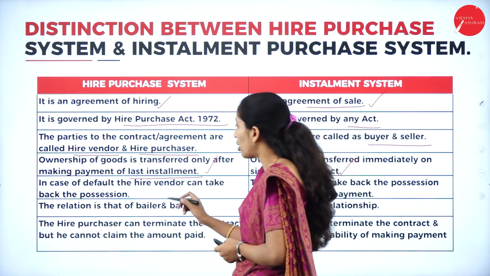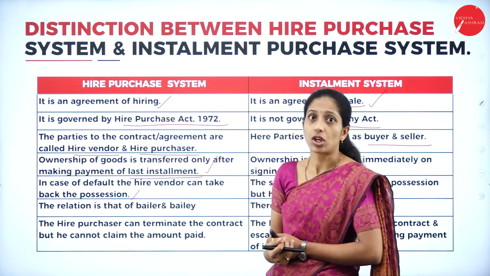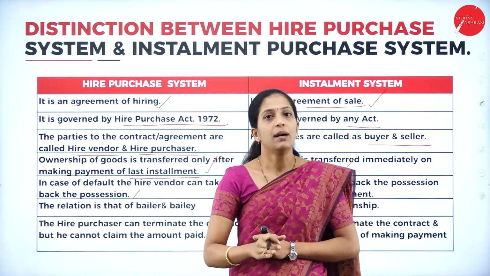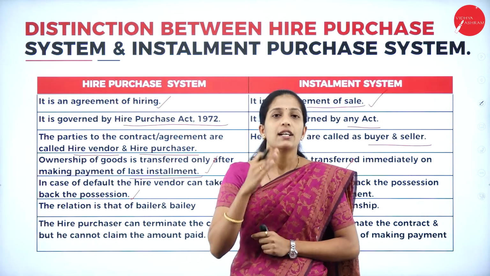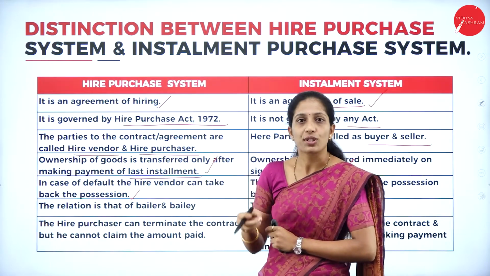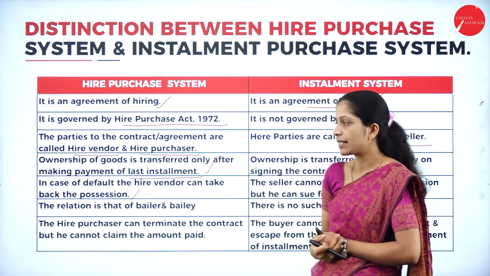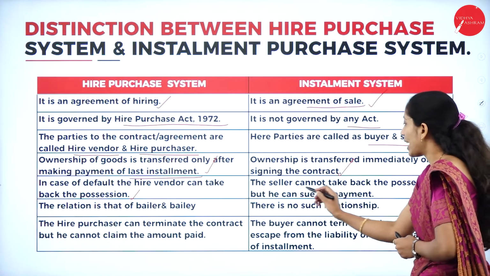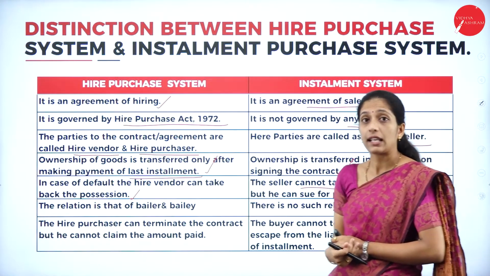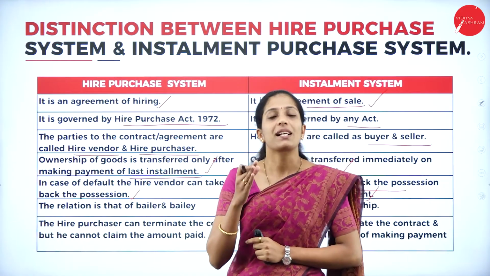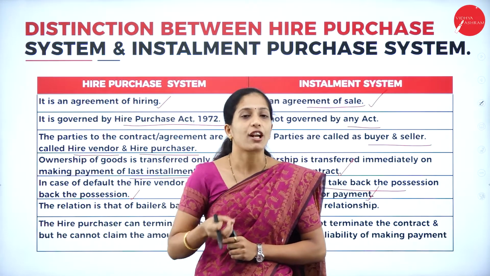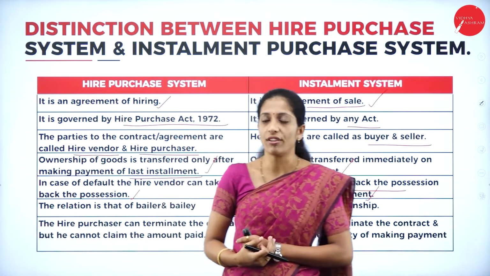Next, in case of default, the hire vendor can take back the possession. Suppose the hire purchaser has not paid any of the installments, then the hire vendor has a right to take back the goods under hire purchase system. But in installment system, the seller cannot take back the possession, but can sue for the payment. If any installment is not paid by the buyer, the goods cannot be taken back; they can sue in a court of law.